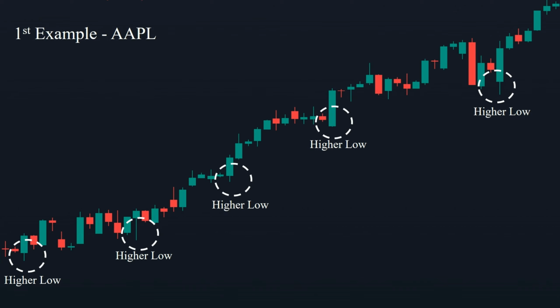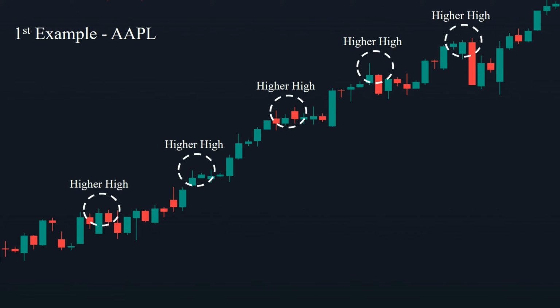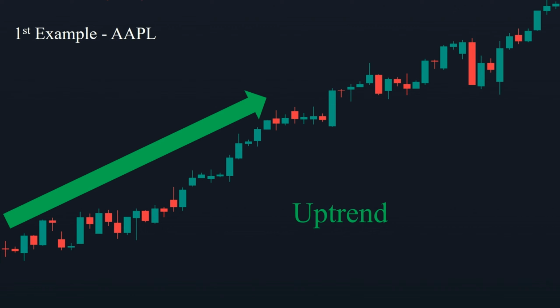And this chart also consists of higher highs, which means that at these specific points, buyers are much stronger than sellers and they are increasing the price of the market, and the next price level is always higher than the previous ones. Overall this chart is an uptrend because it consists of several higher highs and higher lows.